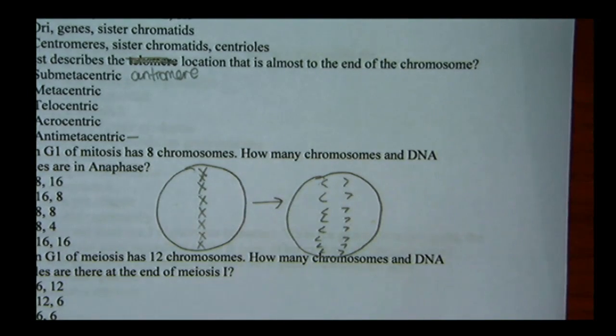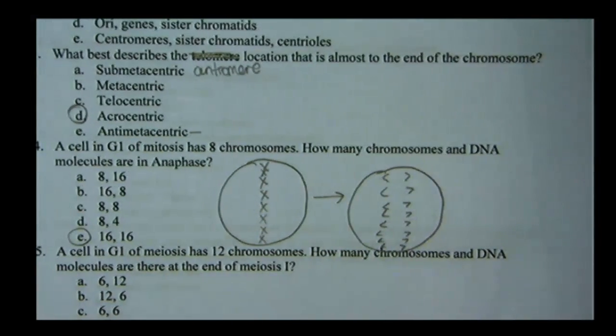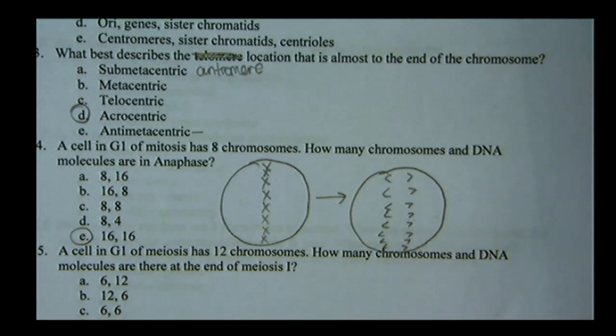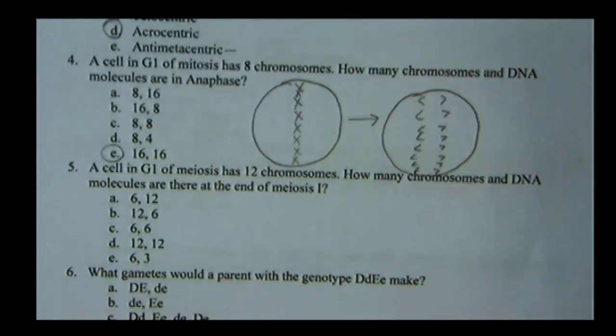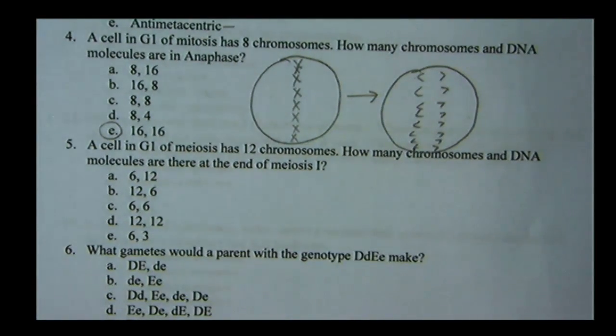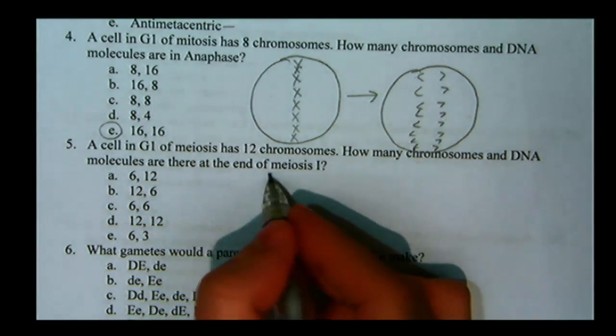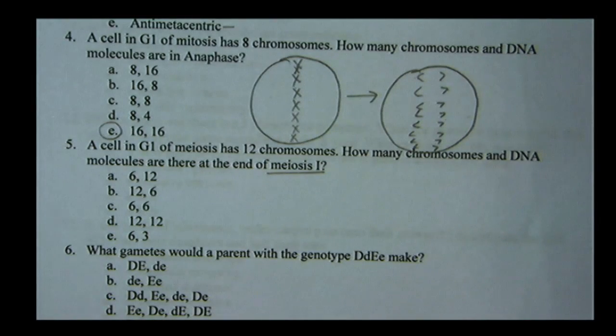Okay, so the same kind of thing again. Your 2n number is 12, so how many chromosomes and molecules are there at the end of meiosis 1? Meiosis 1, remember, you're going from your diploid number to your haploid number. So here, we would have 6 chromosomes because we're now haploid. But remember, those chromosomes are still in the homologous pair form. They're not in their chromatid form yet. That's what happens in meiosis 2.